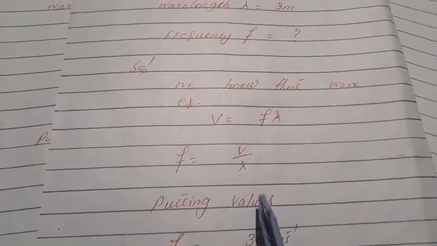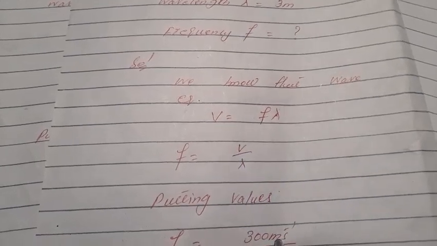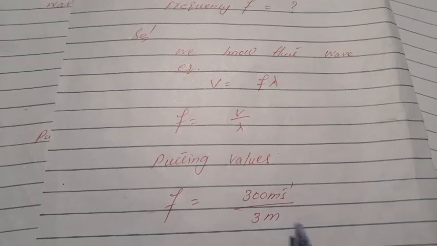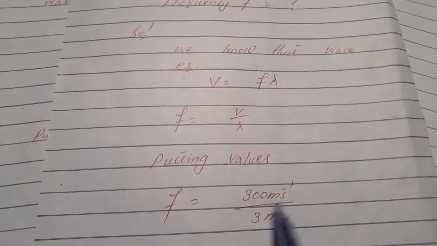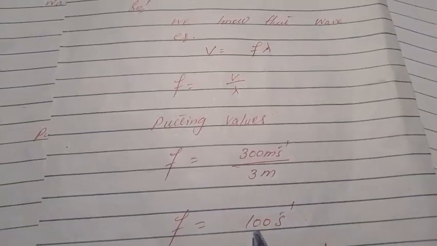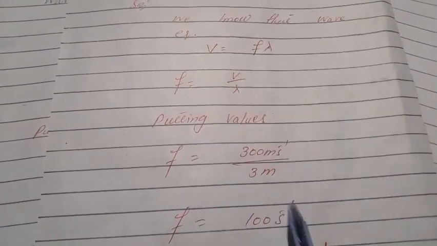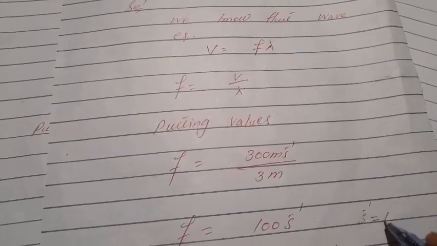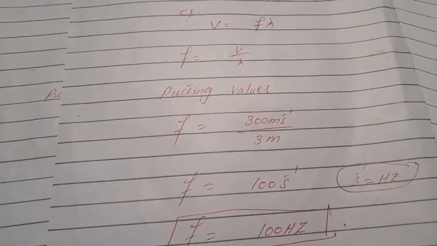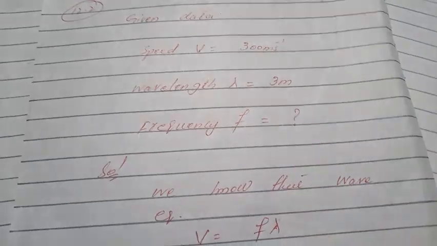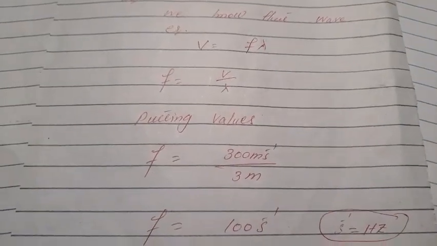By putting the values, the speed of the wave is 300 meters per second and the wavelength is 3 meters. Similarly, dividing 300 by 3, we get 100 second inverse, and we also know that second inverse is equal to hertz, which is the unit for frequency. So the frequency of a wave which has a wavelength of 3 meters and a speed of 300 meters per second is 100 hertz.